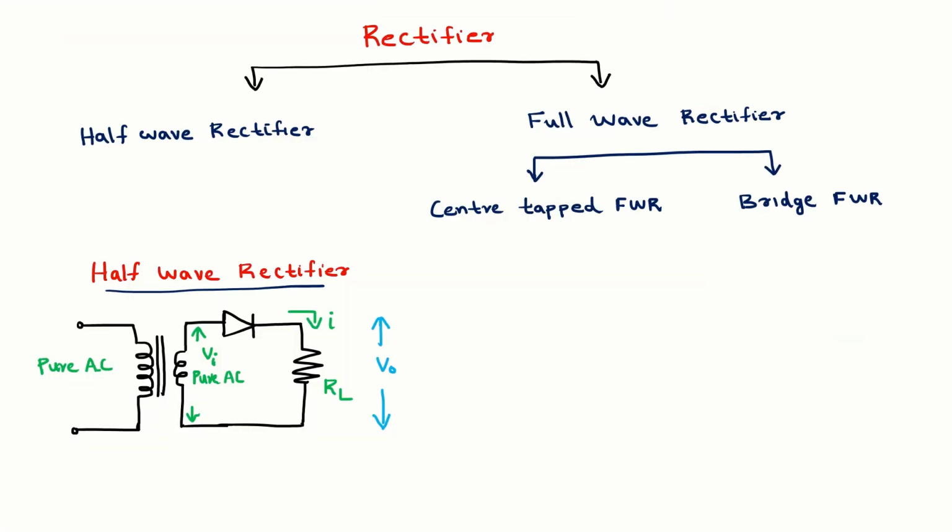The next topic is the classification of rectifiers. Rectifiers can be classified into two types: half wave rectifier and full wave rectifier. The full wave rectifier is again classified into two: center tapped full wave rectifier and bridge full wave rectifier.